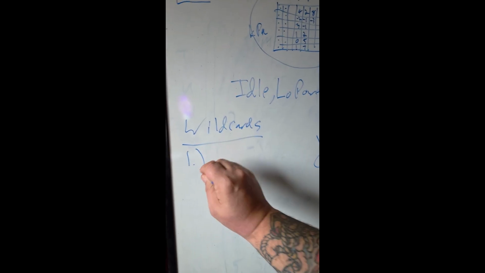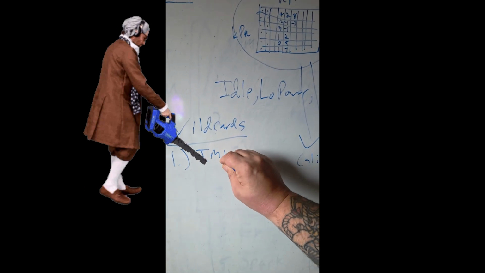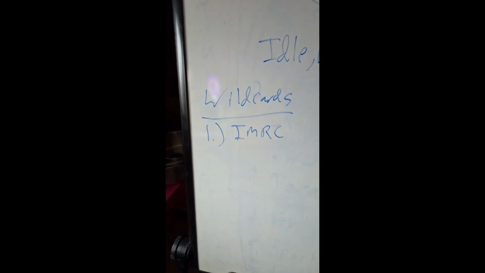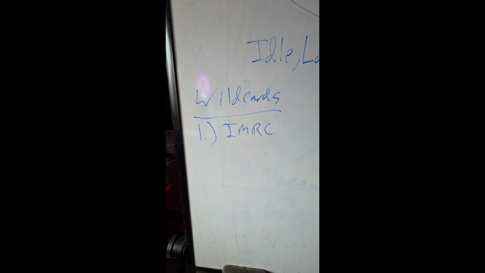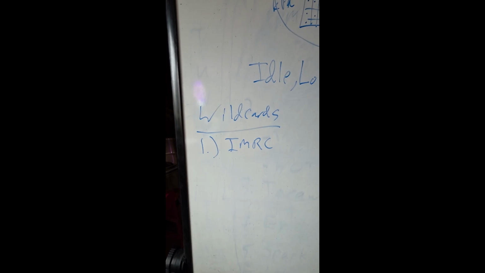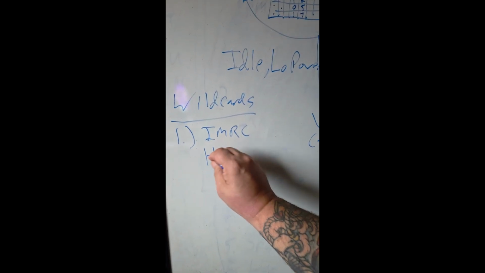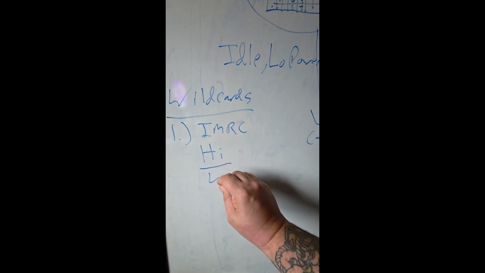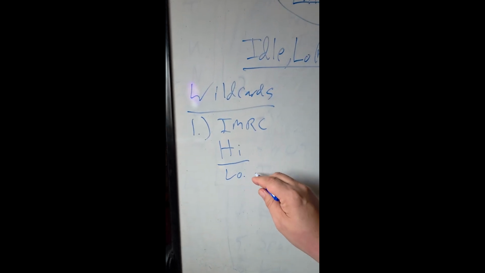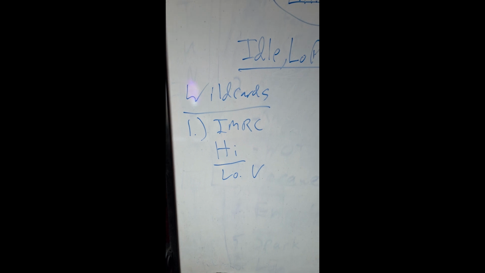Number 1 is the intake manifold runner control, or the IMRC. The IMRC is a little device that sits on the back of the intake manifold. It uses something like a phaser, or the phase actuator, to move it into either a high or low state. You can see it in a low state, which is monitored as a voltage.